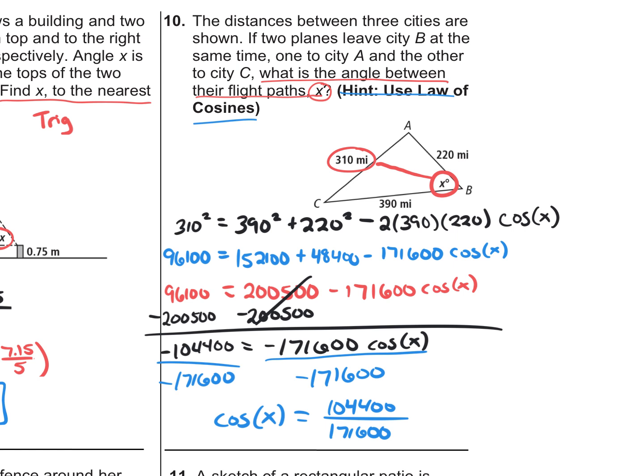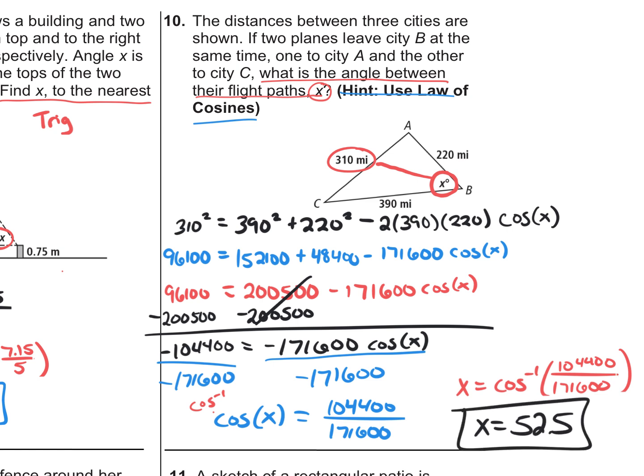What is the last thing to do to finally get x by itself? Inverse cosine. So you should get x equals cosine inverse of that big ratio. That is what you type in your calculator. So overall, you get x equals 52.5.